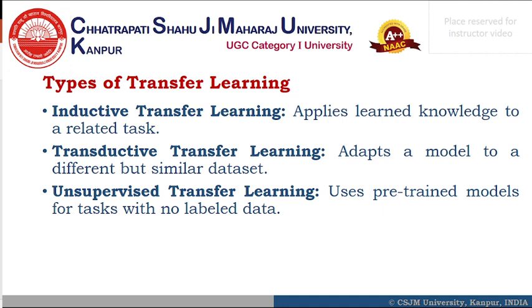So, a big question is, why is understanding these types important? Choosing the right transfer learning approach helps optimize AI models for different real-world applications. Some domains require fine-tuning, while others demand domain adaptation. Unsupervised transfer learning is paving the way for AI models that require minimal human-labeled data.